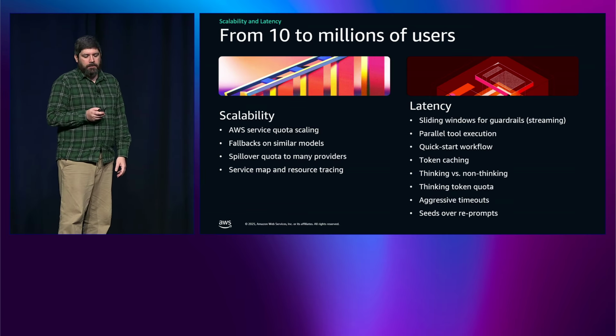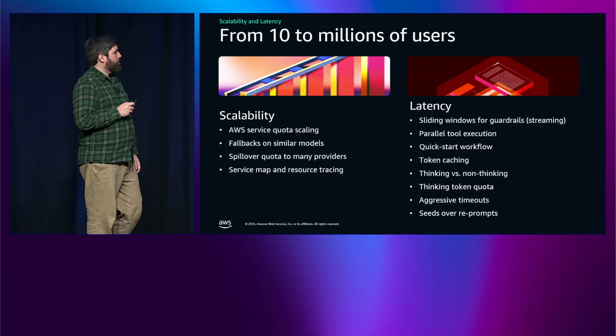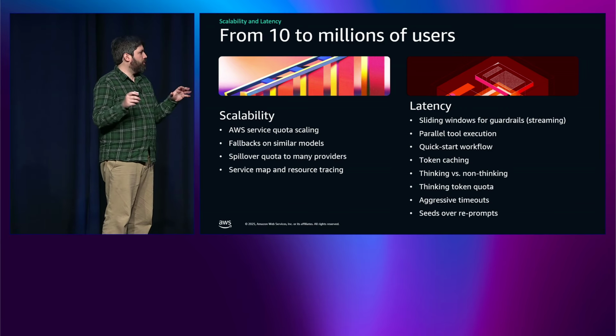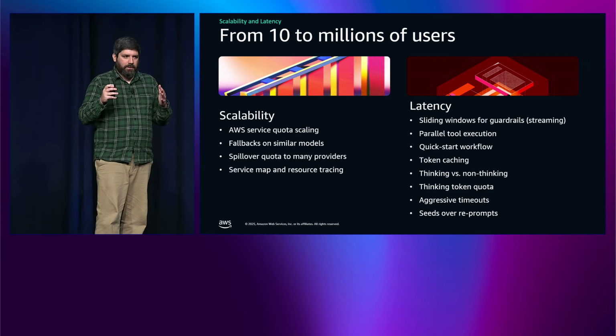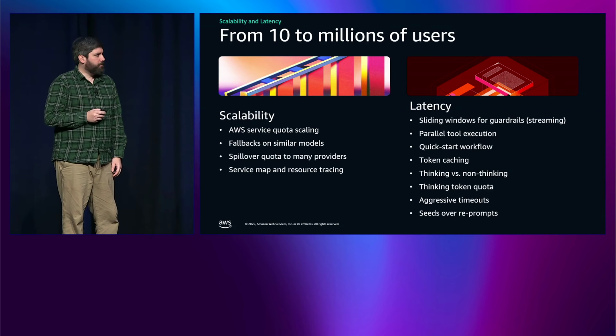Very important for scalability is also service map and resource tracing. We want to know ahead of time when we're about to hit the limits. So knowing every service and their contribution to the whole GenAI workflow and what's their quota left is very important. So at 70% of the quota, we can proactively increase all the limits.